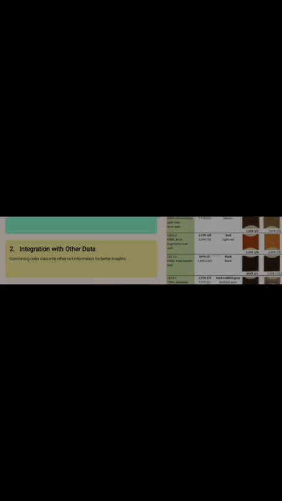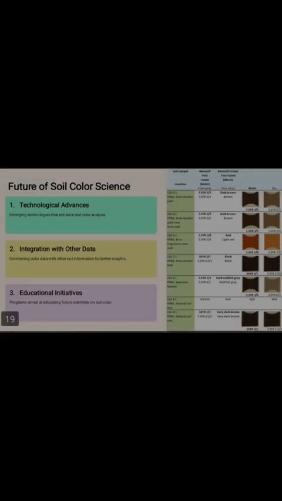New digital tools and AI are improving soil color classification for agriculture, climate studies, and land management. Future of the Munsell color chart: innovations and applications. Technological advances: digital soil color sensors, devices like colorimeters and spectrophotometers, eliminate human error. Mobile apps: AI apps analyze soil color using phone cameras, improving accessibility.